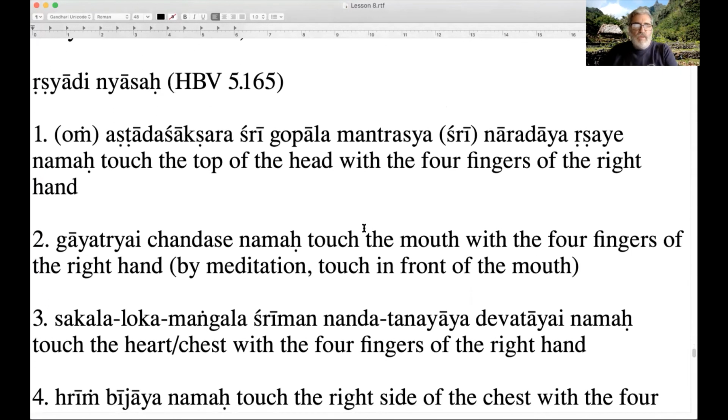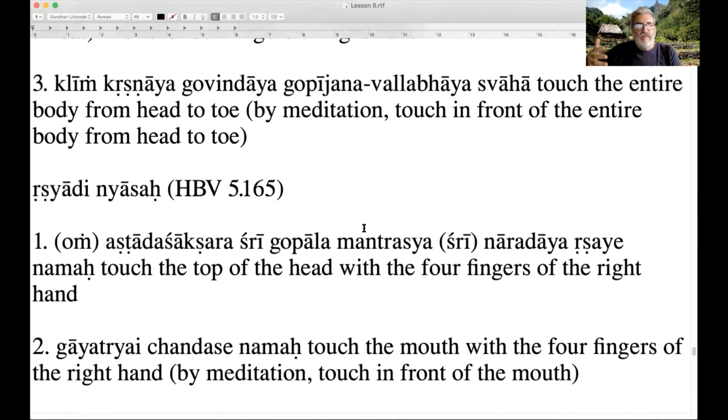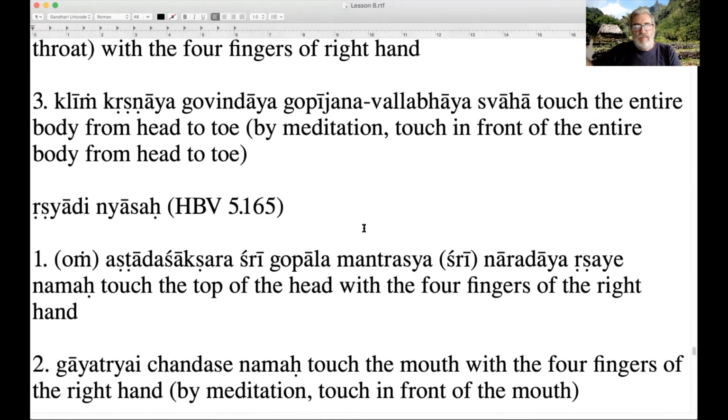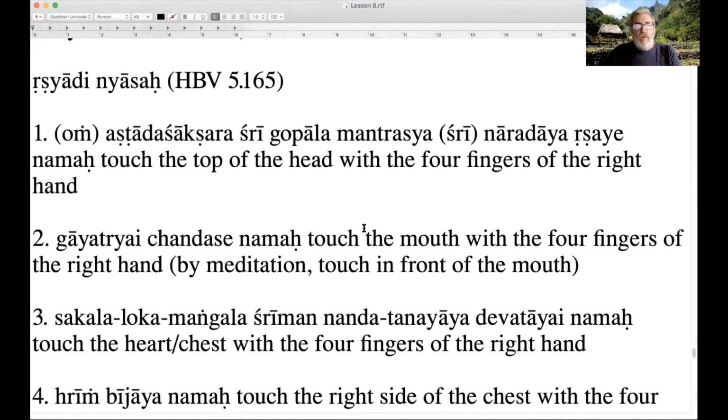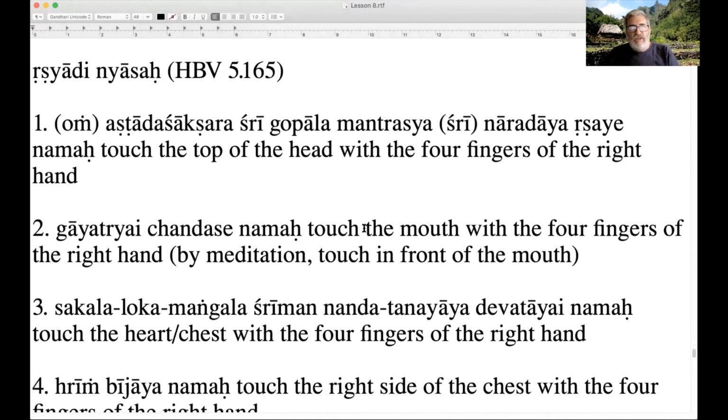Okay. So that is how we work up to using the whole mantra. The whole mantra comes at the end here. Klim Krishnaya Govindaya Gopijana Vallabhaya Swaha. Now we're going to have the Rishyadi Nyasa. A Rishyadi Nyasa, again, we did the Rishyadi Nyasa at the beginning, but we did it only in the way that we normally know the mantra nyasa.